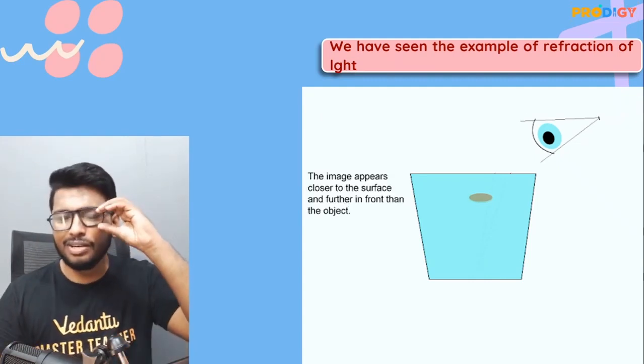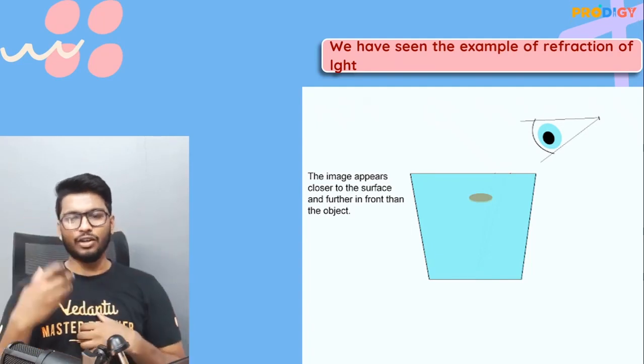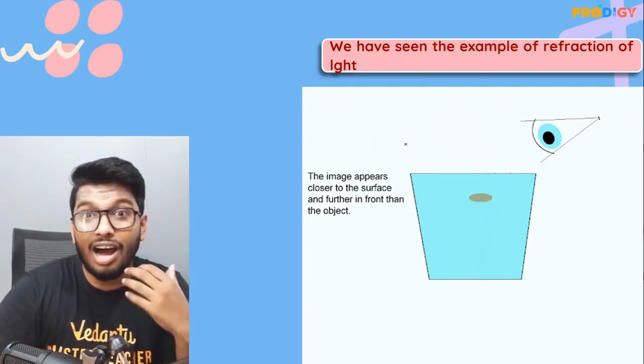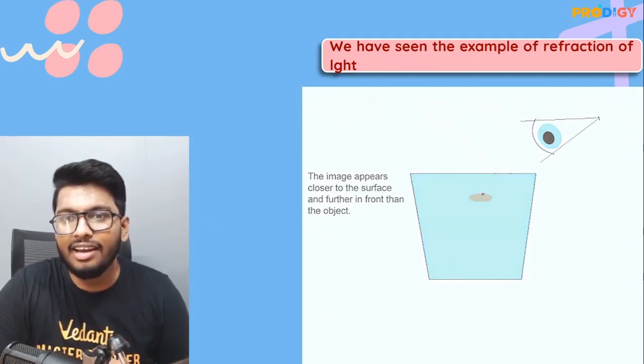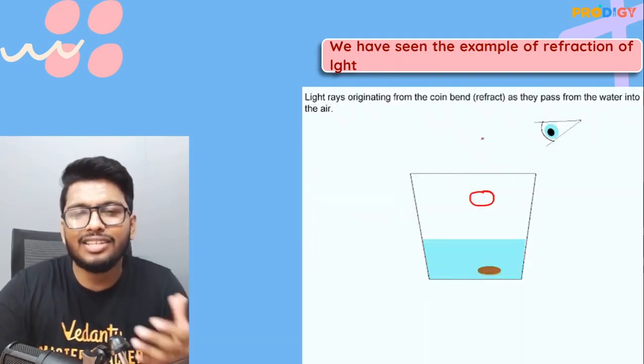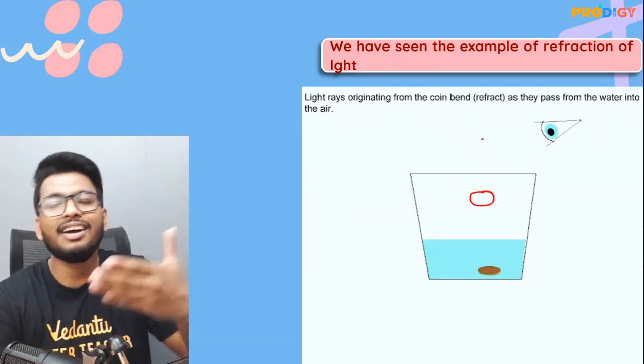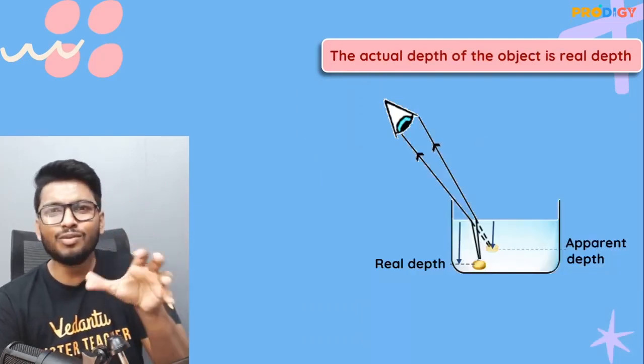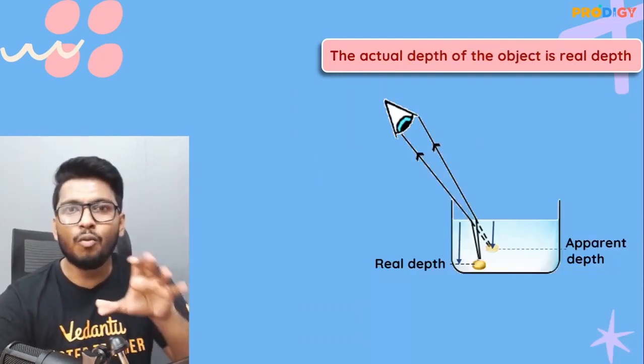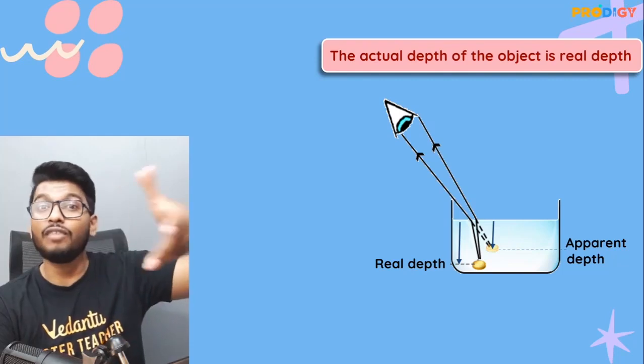Here also, when the light falls into your eyes after refraction, your eyes try to trace back the source of light, and it appears as though the coin is present a little higher than its actual position. That is what is called the apparent depth. So what you see is not the actual coin.